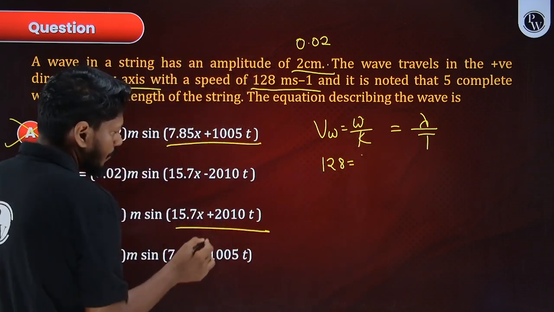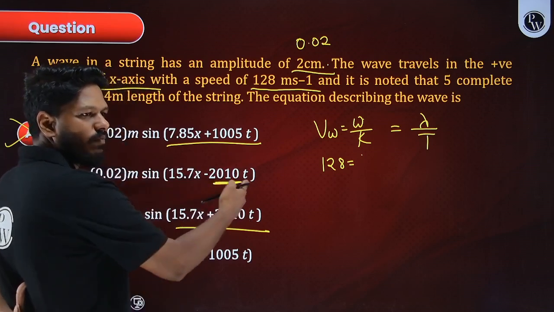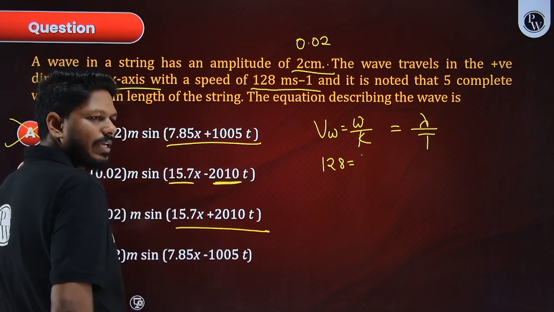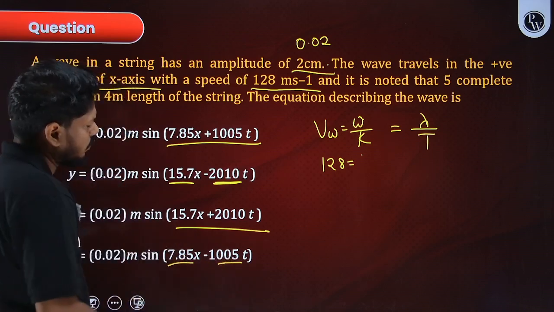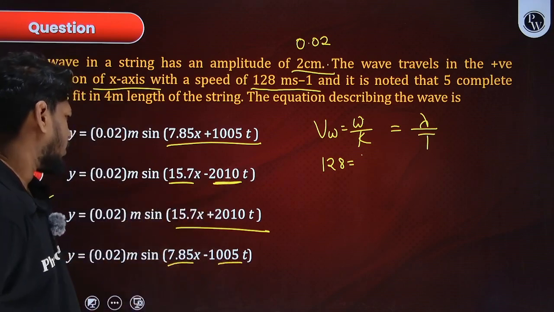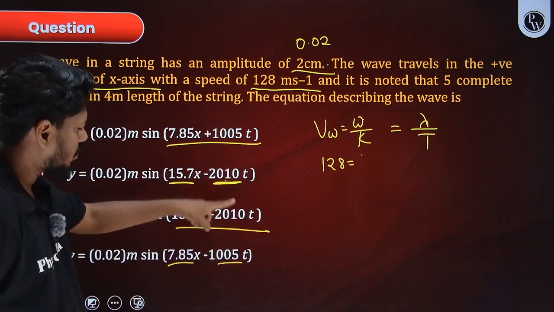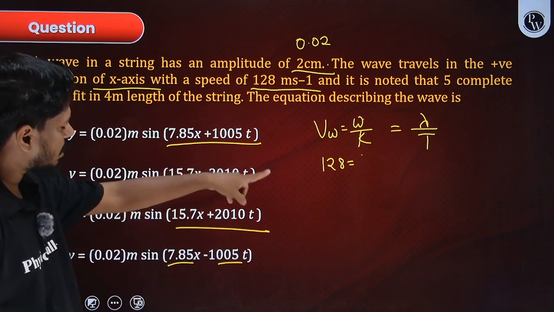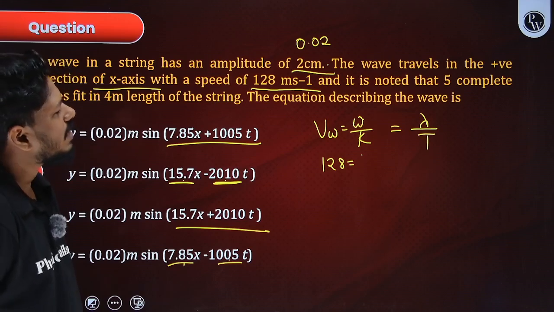What is omega? 2000. How do you know that is omega? The term which is in front of t is called omega. The term which is in front of x is called k. So if I divide them both, I should get 128. I think both will satisfy because they both have a ratio of 1:2. If I divide this by this, 2, this by this, 2. So dividing this by this, I will be getting 128, and this by this will also give me 128.